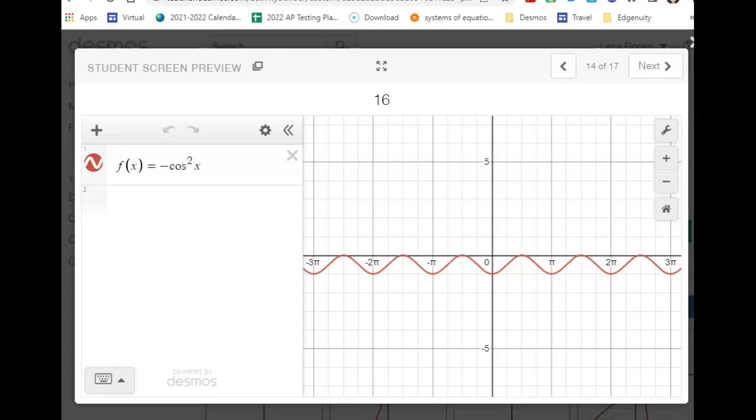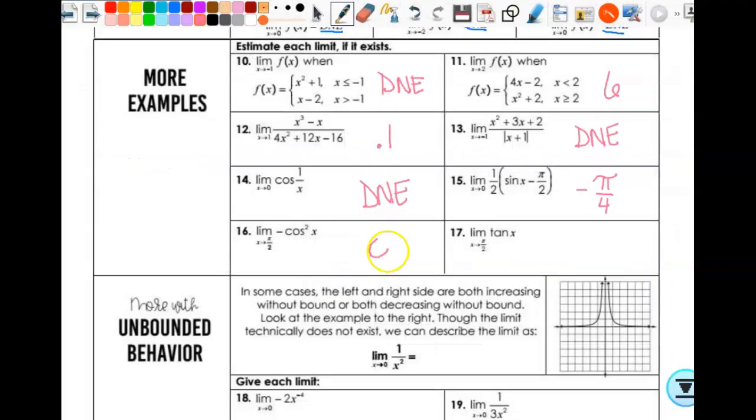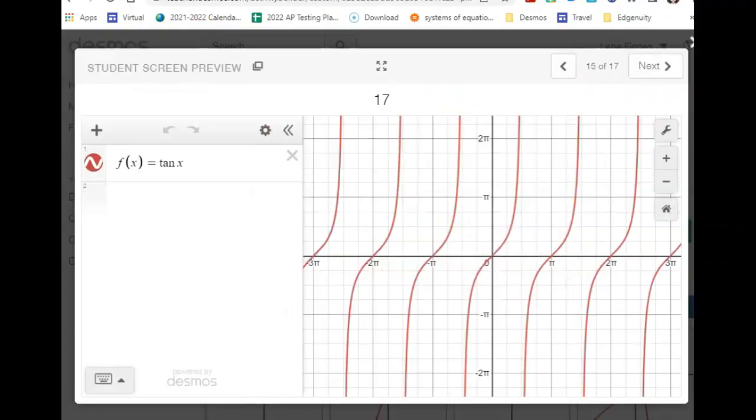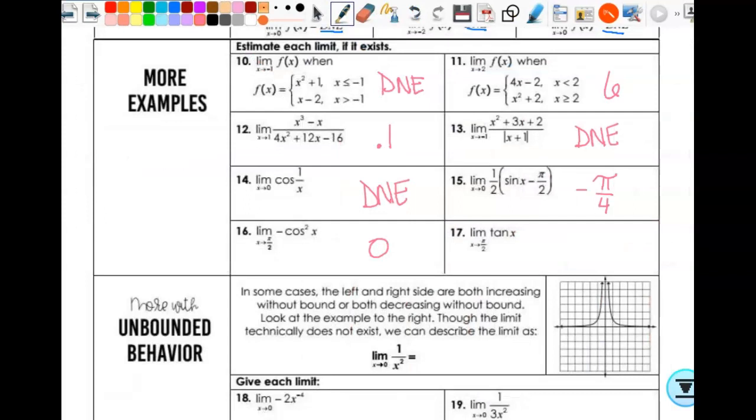For 16, if I want the limit as x approaches pi halves, do you even really have to click and trace? I mean, there's pi halves right there. You can see that it's approaching 0 from either side. And then 17, the limit as x approaches pi halves. What's happening at pi halves on here? A vertical asymptote. Good. And this is approaching infinity. This is approaching negative infinity. Does not exist.